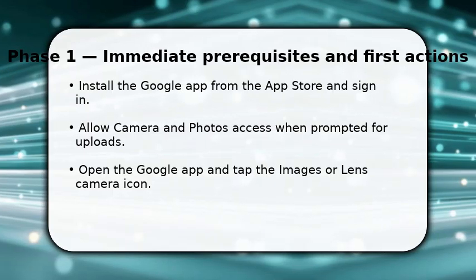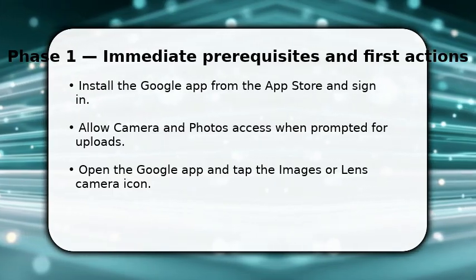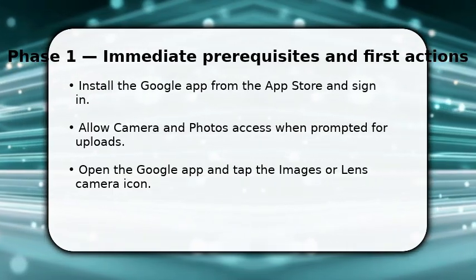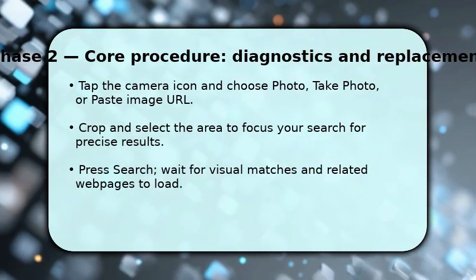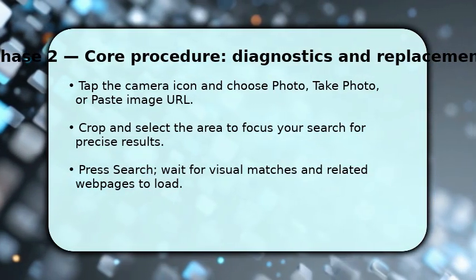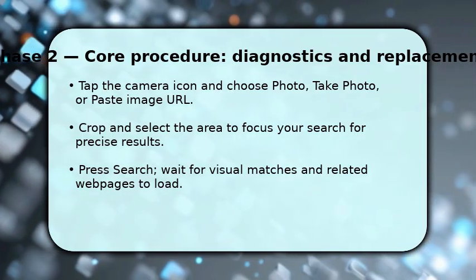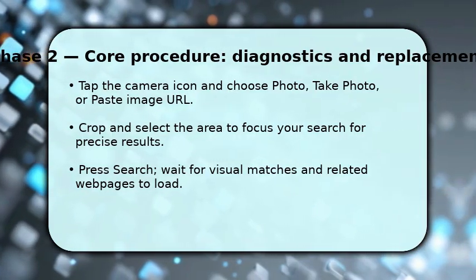Make sure the app is the foreground app. Otherwise, iOS will block quick camera or photo access. You now choose how to provide the image. Tap the camera, pick a photo from your library, or take a live shot. Picking a clear subject improves matches.